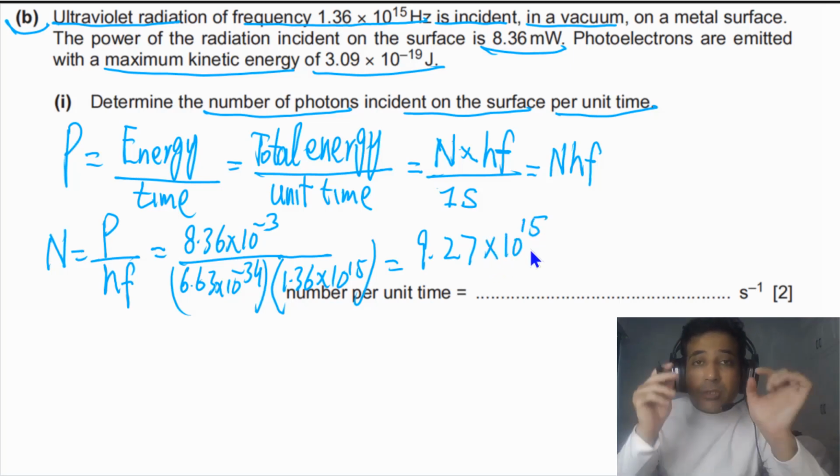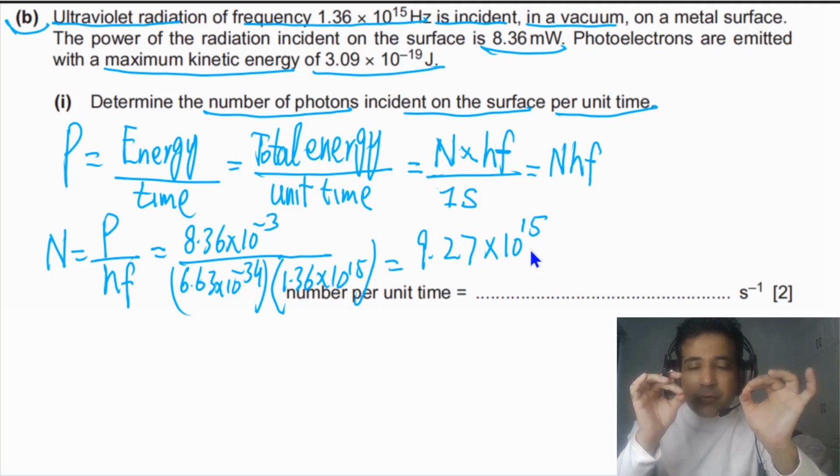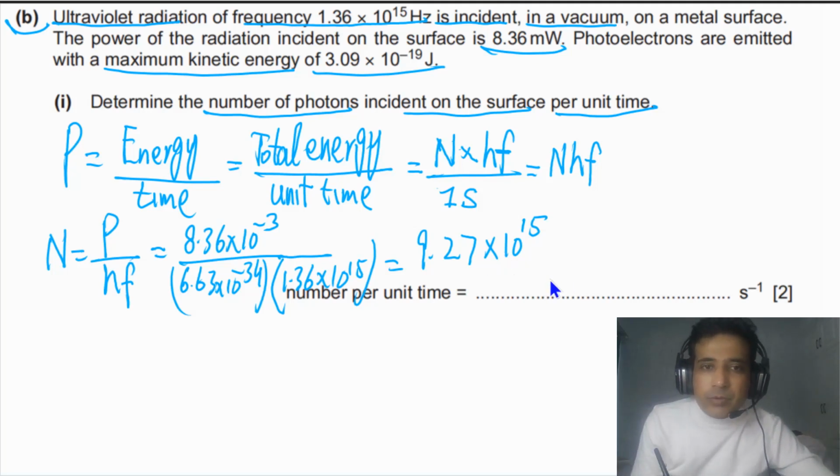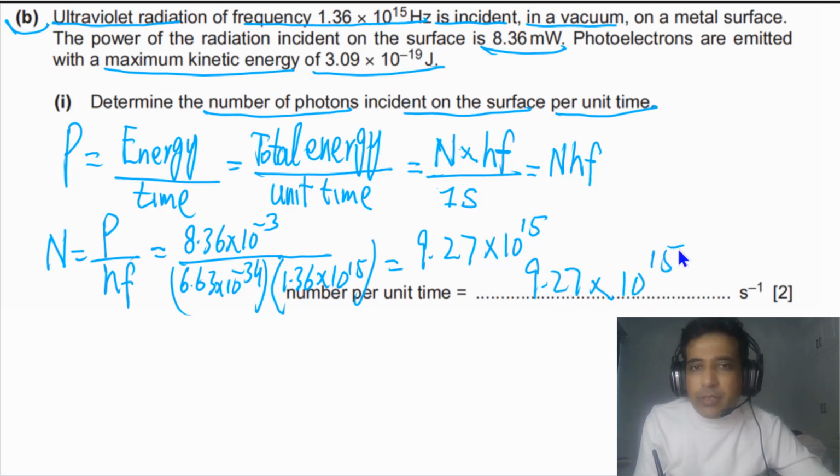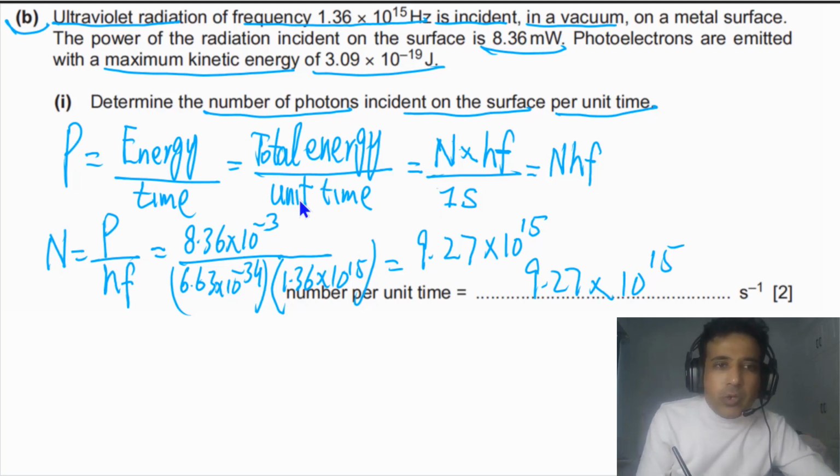So you can simply write down, this is 9.27 times 10 to 15 up to 3 SF. Why are we using 3 SF? Because the given data, this one has 3 SF, this has 3 SF, this also has 3 SF. So you have to use at least 3 SF in your final answer.